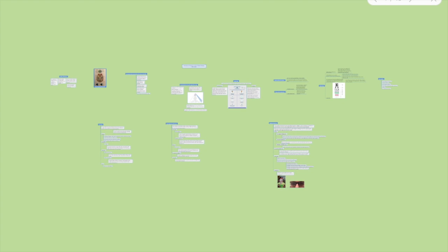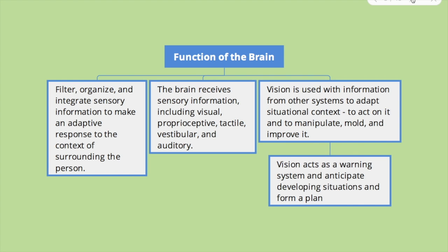This chapter is over visual deficits following brain injury. The function of the brain is to filter, organize, and integrate sensory information to make an adaptive response to the context surrounding the person. The brain receives sensory information, including visual, proprioceptive, tactile, vestibular, and auditory.